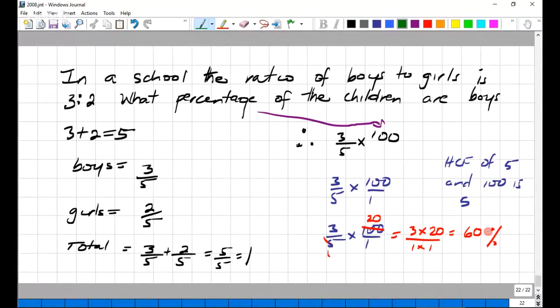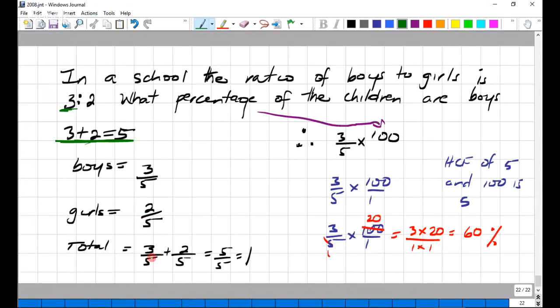All right, the last one. I'll run through this one for everybody. In a class, the ratio of boys to girls is 3:2. What percentage of the children are boys? First, I need to add the terms in the ratio. The 3 and the 2 would give me 5. So the boys would be 3/5 of the total. And the girls would be 2/5 of the total.